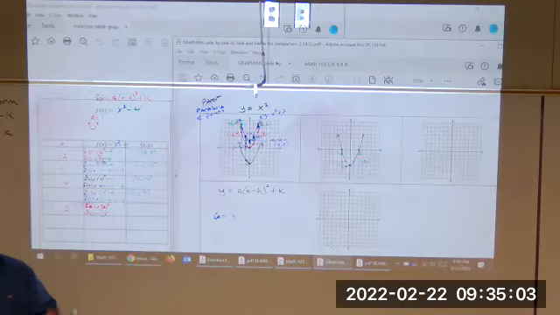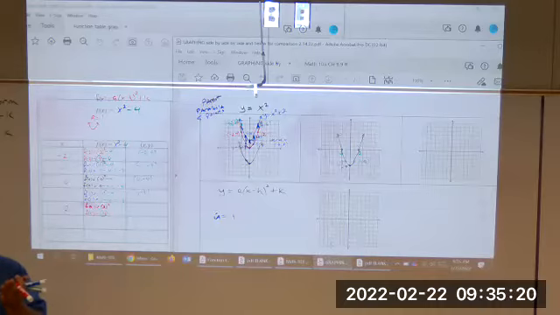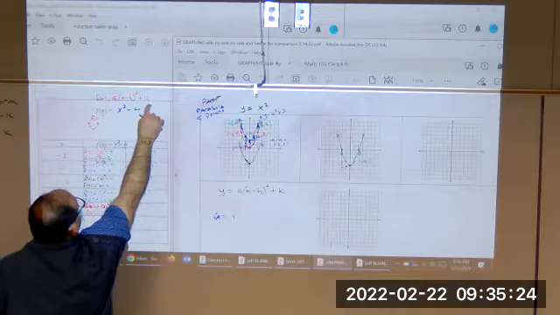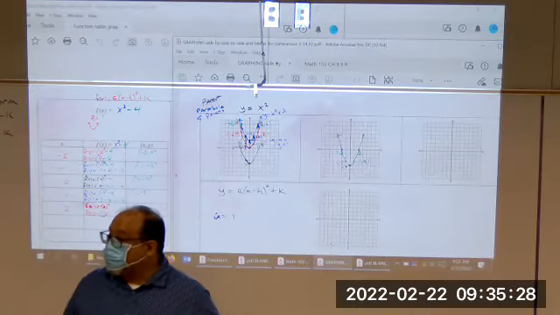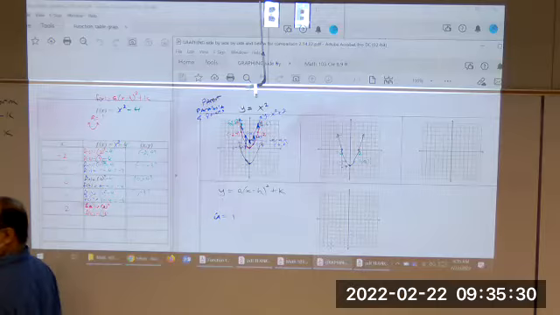K controls the vertical shift. If it's positive, you have a plus something, it's moving it up. If it's minus something, it's moving it down. The sign matters. Minus 2 is moving down 2. Plus 3 is moving it up 3. Remember, K is after the square.